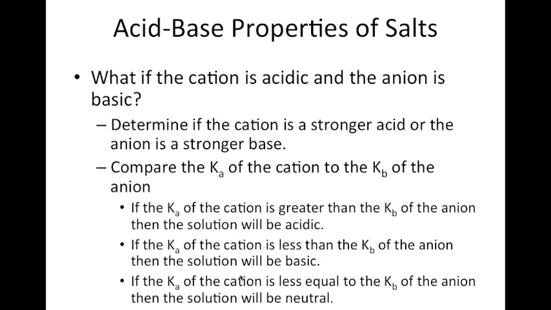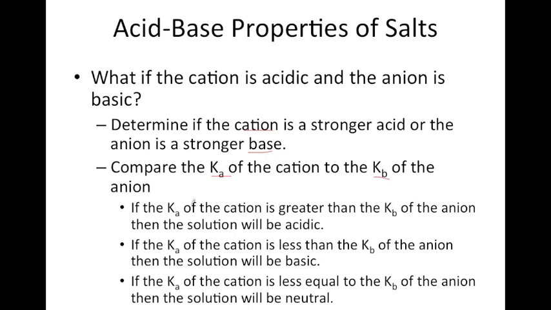So what happens if you have a salt that has an acidic cation and a basic anion? Will it make the solution acidic, basic, or neutral? Well, to answer this, we need to compare the strength of the acidic cation and the strength of the basic anion. So we would compare the Ka of the cation to the Kb of the anion. These values would generally be given to you.